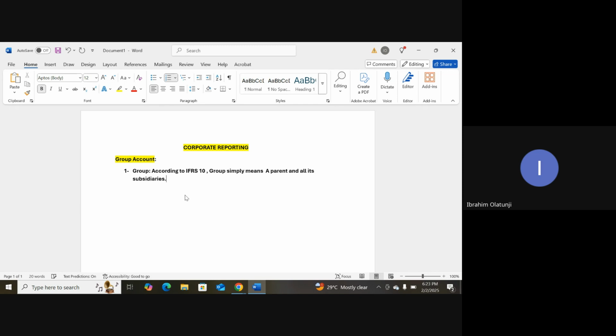Subsidiaries. Then when we now say group account, we've already said the group. According to IFRS 10, group simply means a parent and all its subsidiaries. But when we now term it group account, it will be the account. Are you getting it now? Of the parent company and its subsidiary. I think it's clear. Yes, sir.